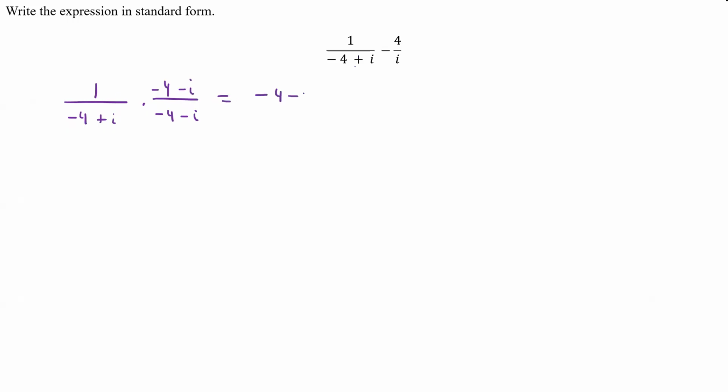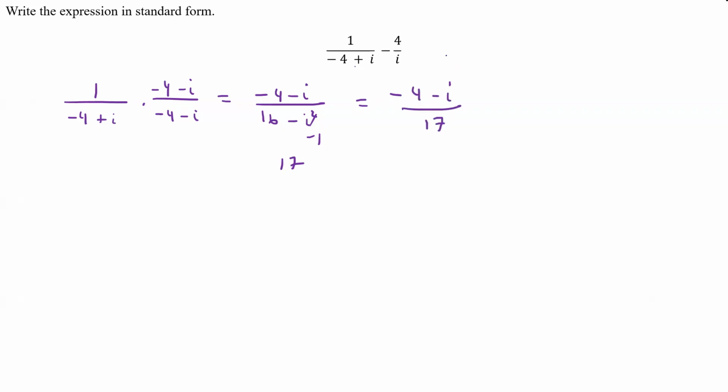4 minus i over, that's going to be what? 16. The middle term cancels, and then we have minus i squared. Well, that's a minus 1, so it's going to be 17 on the bottom. So we're going to have 4 minus i over 17.